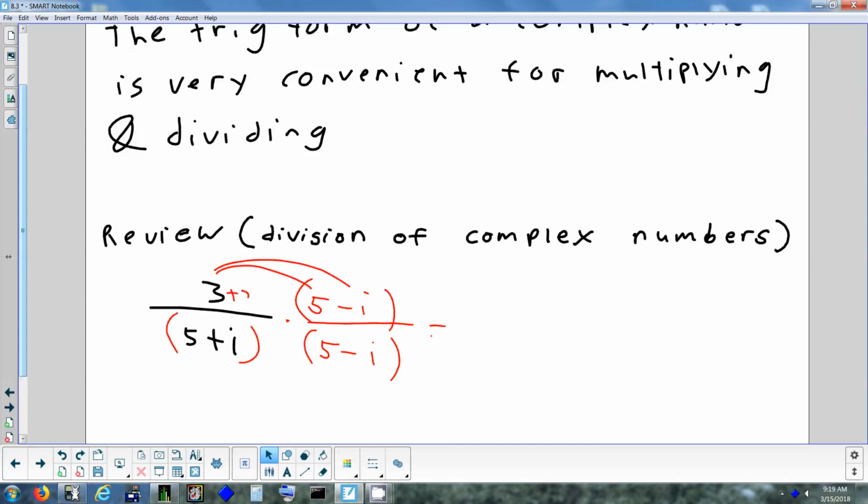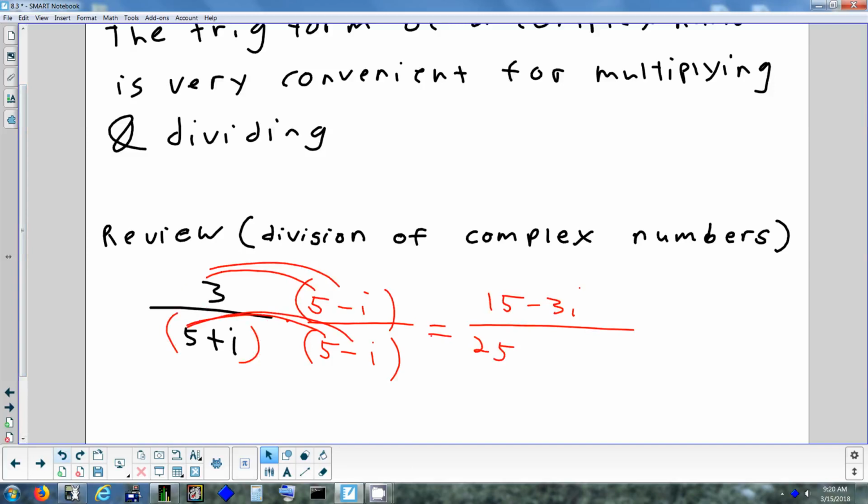If this was like a 3 plus 2i, in fact, maybe I could do it that way, but then you'd have a double distributive property. Okay, I'll just leave it the way it was. So you get 15 minus 3i. And then in the bottom, we still have to do a FOIL, so we still get to practice that. So we got 5 times 5. We've got 5 times negative I. 5 times positive I. And then we have a positive times a negative, which is a negative. I times I is I squared.